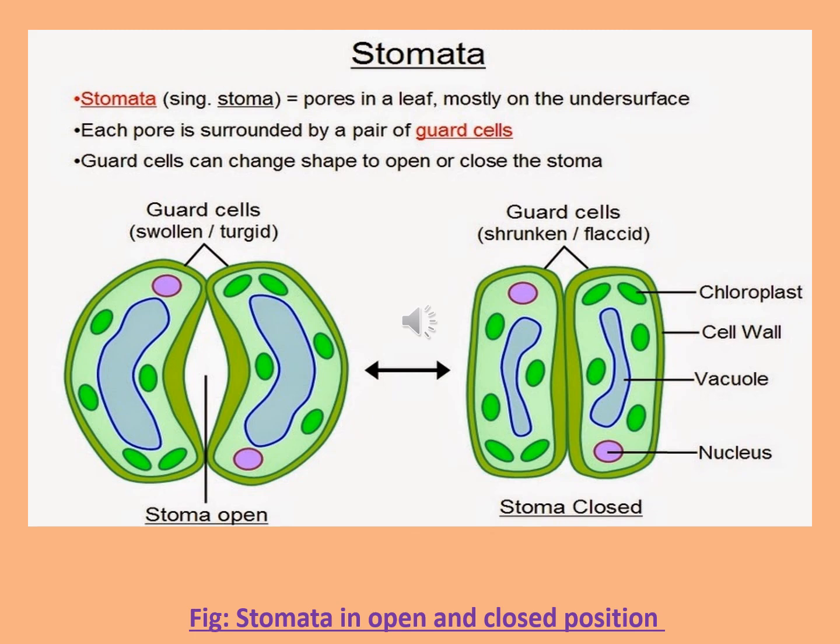Stomata are the pores on the leaf that we have learned about in the previous slides. These pores are protected by means of guard cells. We can see the structure of the guard cell in the slide. They are reniform. Here in this slide we can see that stomata have two types of positions. One is the open position and the other is the closed position.